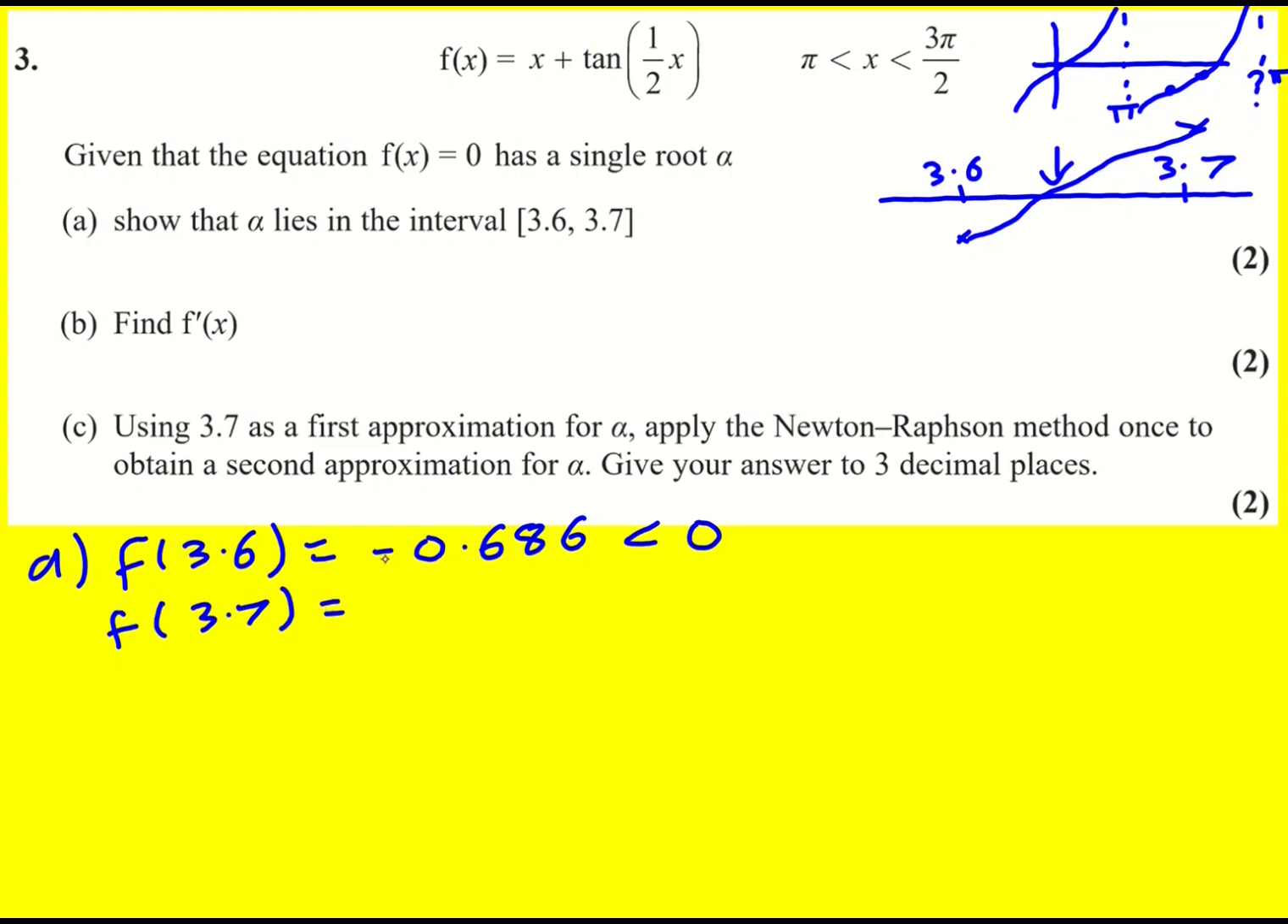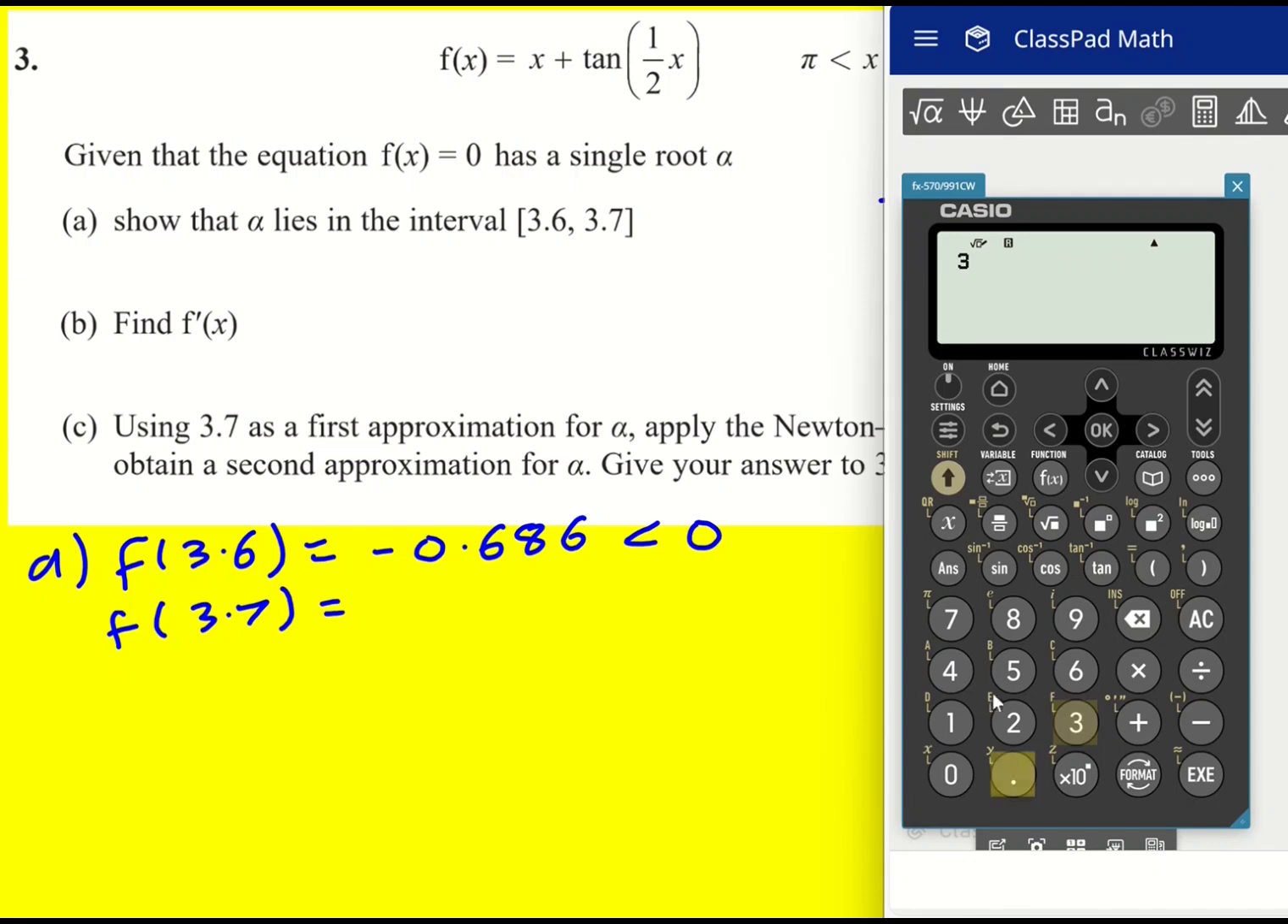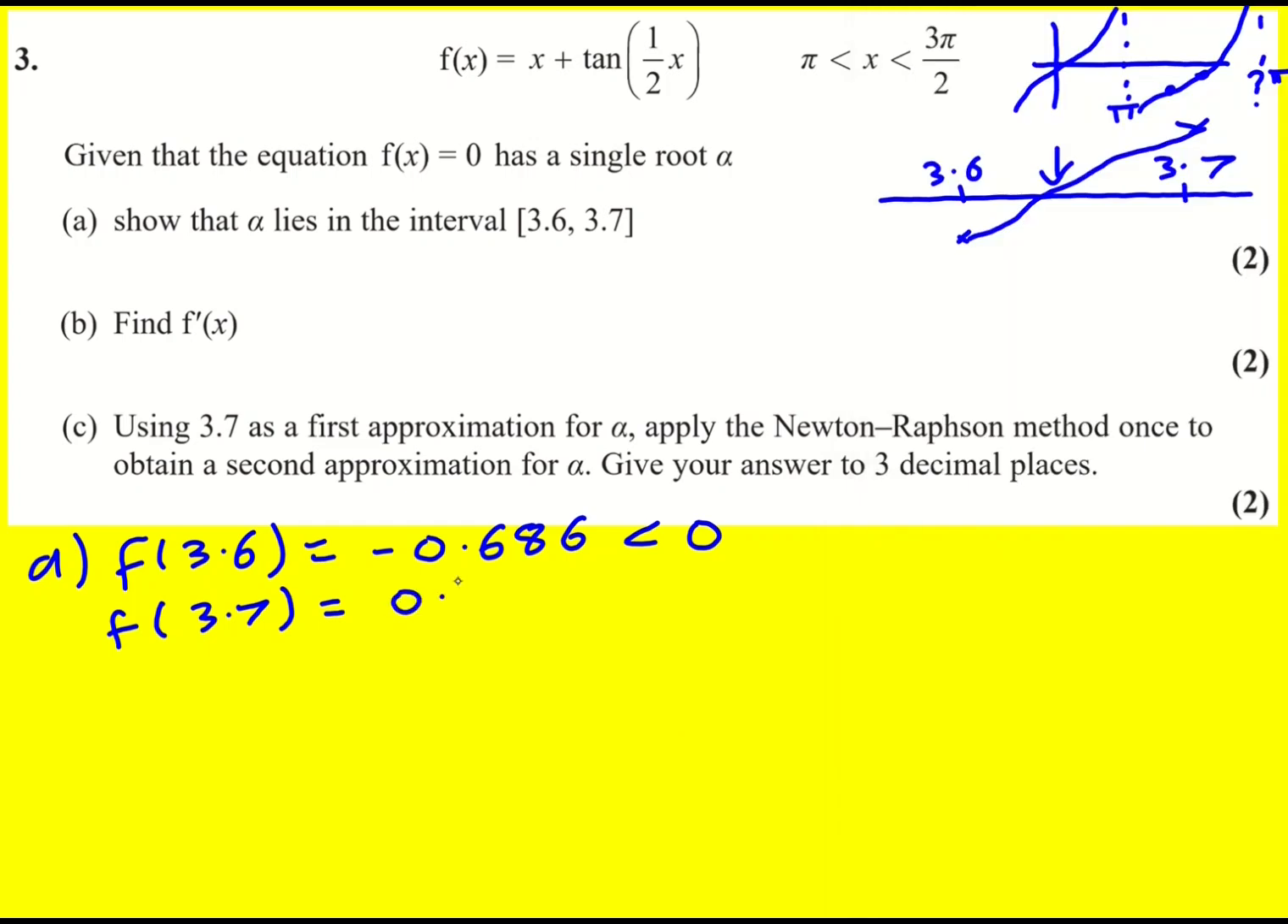And let's find f of 3.7. So this time I'm going to do 3.7 equals, and now this really comes into its own because I can just press up and get the same thing back and just do it really quickly. That's why I did it this way. 0.2119, which is greater than 0. So just need to say we have a sign change.